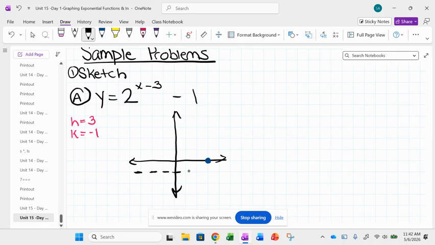Must I make that horizontal asymptote dashed? Yes. Okay, now do we also agree that the key point is my x-intercept? But because the horizontal asymptote is below the x-axis, I will also have a y-intercept. So I'm going to find that next. I'm going to find my y-intercept.